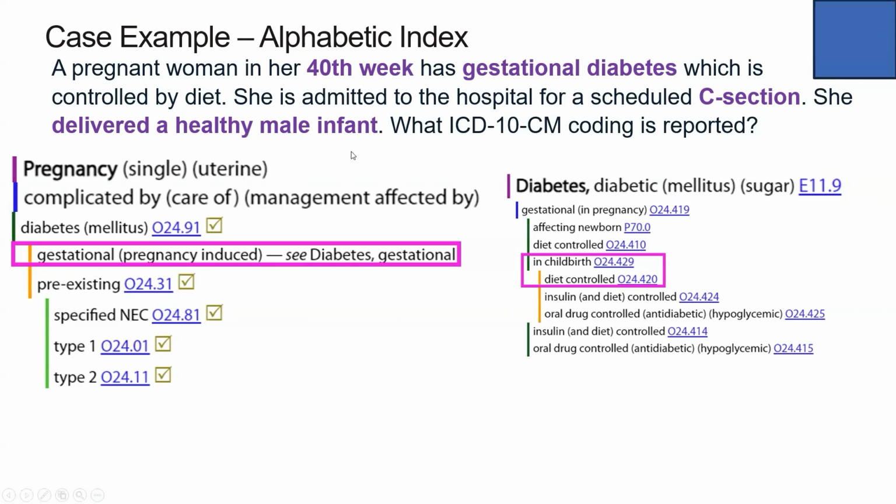And then this is a delivery. So she delivers a healthy male infant. So we're not going to jump right to gestational, just gestational diabetes. We are going to scroll down because we have in childbirth, and that's O24.429. But we also know that our documentation says that it's controlled by diet. So here we're going to have O24.420, and that's going to be our code we're going to look up in the tabular.